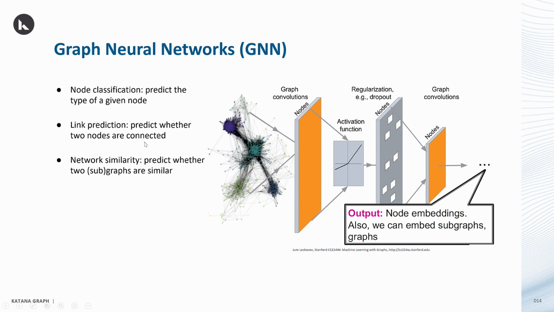To do these predictions, graph neural networks compute what are known as node embeddings. So they compute some information about nodes. You could also compute information about edges. So you could have node embeddings, edge embeddings, or subgraph embeddings. And they can then be used in downstream tasks like node classification, link prediction, and network similarity.